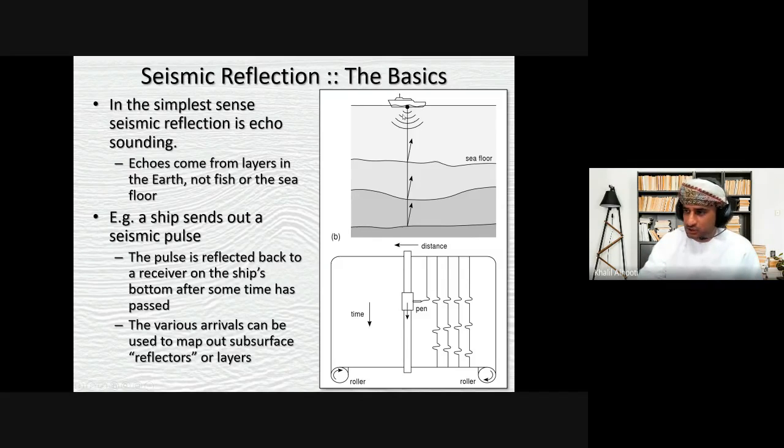So the source in marine is usually an air gun. Why is it called an air gun? The air goes into a chamber at high pressure and is released suddenly. The pressure is released in the water, and the change in pressure moves in every direction. It hits the ground, the sea bottom. Some part of the energy is reflected.